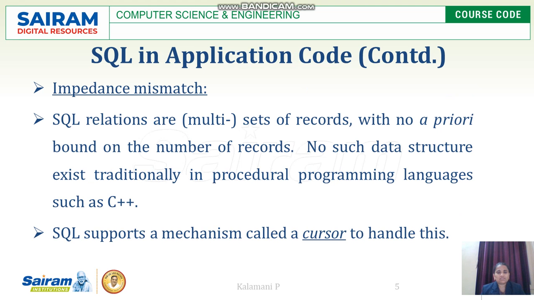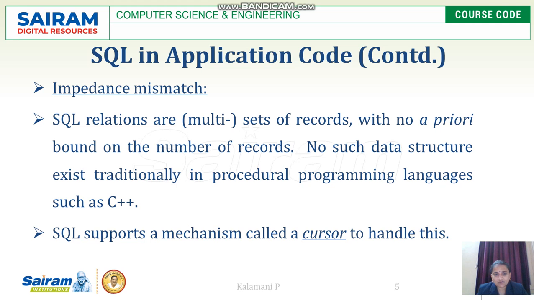Here the main problem we face when developing the application with a front end and back end tool is the impedance mismatch. What is the problem? A set of records. In SQL, we can retrieve multiple records at a time. Suppose we give the query select star from student, all the student details are retrieved at a time. But that is not possible in the programming language. No such data structure is available in such programming languages. So how to do that operation is the problem.